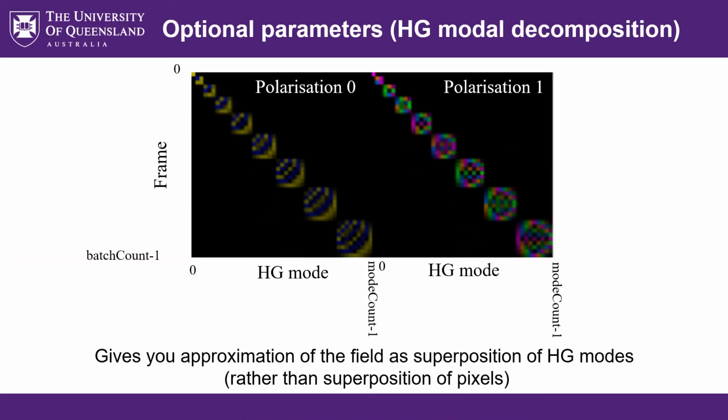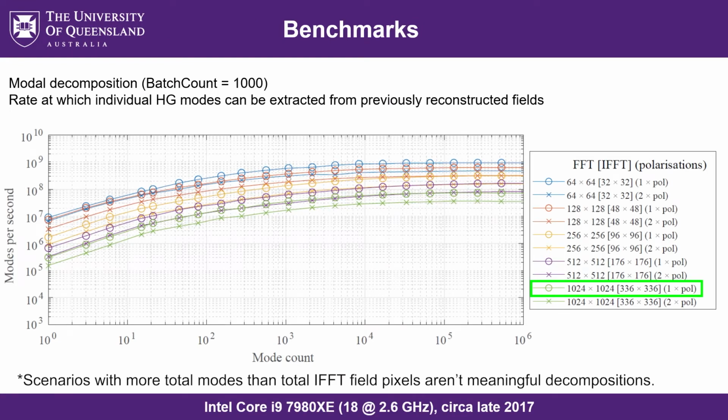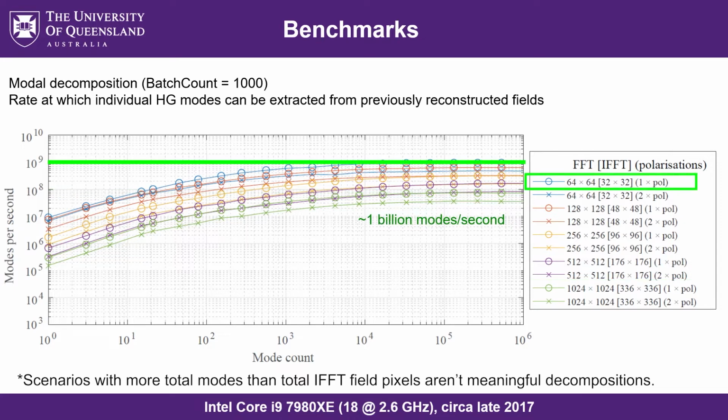However, where the library is particularly impressive, I think, is its ability to extract Hermite-Gaussian modal coefficients or related spatial decompositions. Here, if we imagine we've got a field that's 336 by 336 pixels, and we want to extract the Hermite-Gaussian decomposition of that field, for large batches of frames and high numbers of modes in the decomposition, where the parallelism is favorable, we can see that on a per mode basis, it works out to be 70 million modal coefficients per second. On the small 32 by 32 size, it's about a billion modal coefficients per second. So that's billion with a B, 10 to the 9.